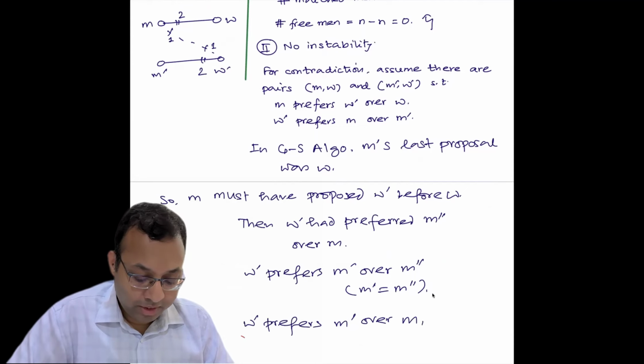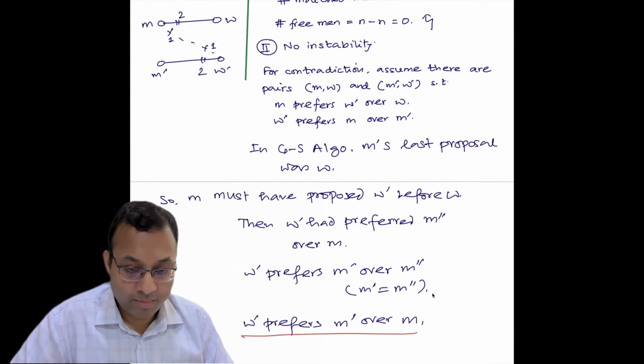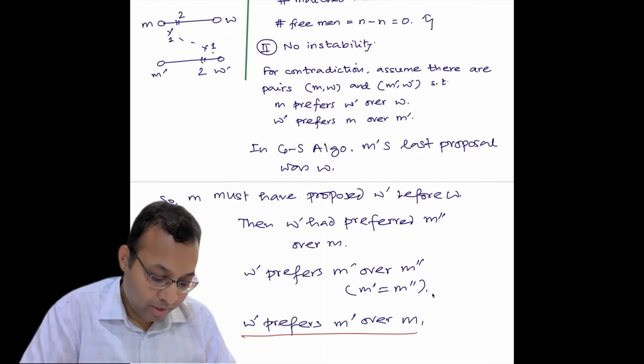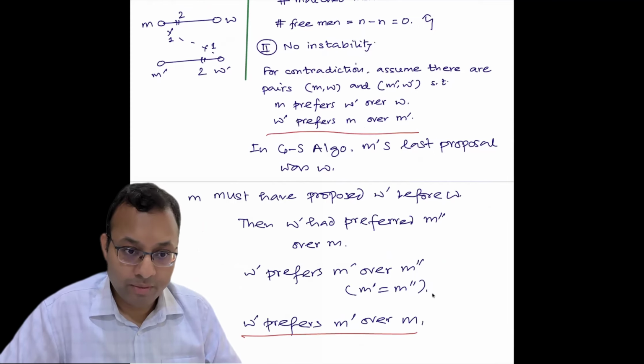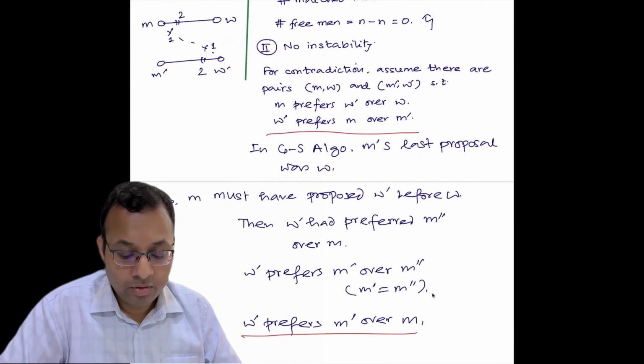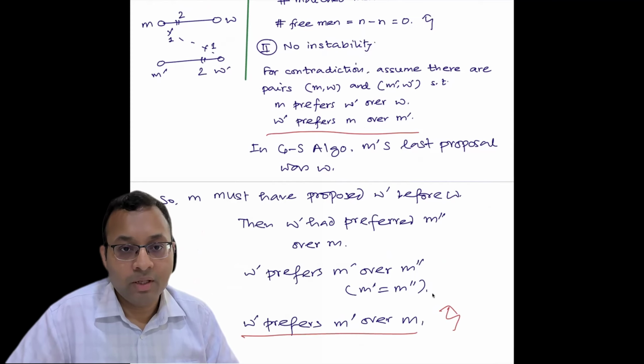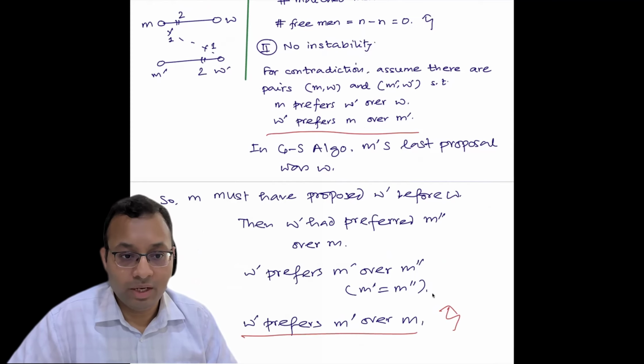Now, if we look at this statement, W' prefers M' over M, and look at our assumption that W' prefers M over M', there's a contradiction. So it is not true. That means we'll have no instability in this algorithm.